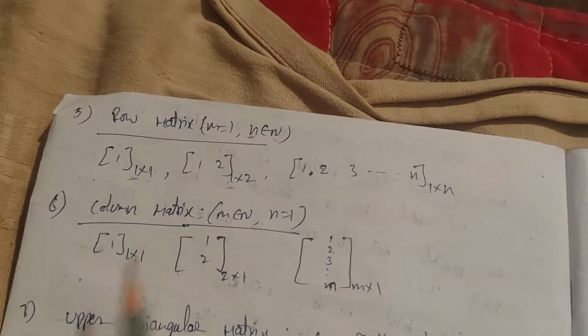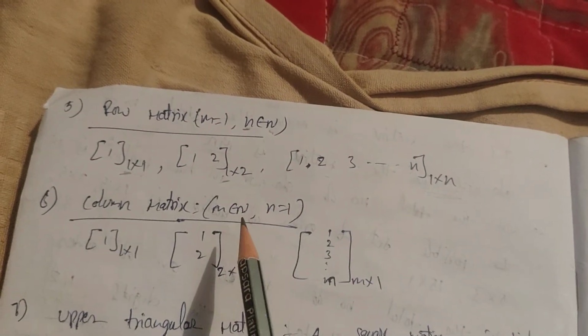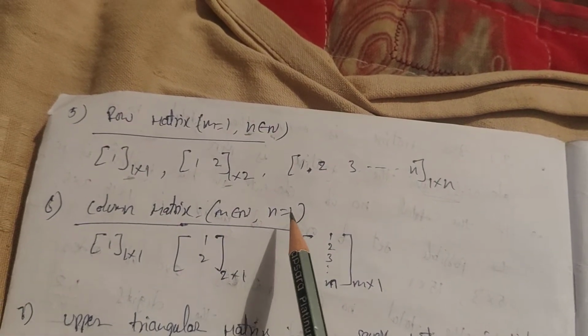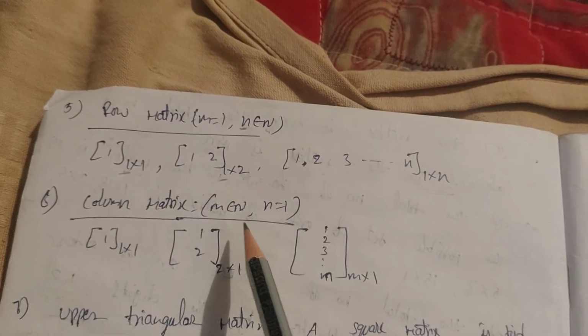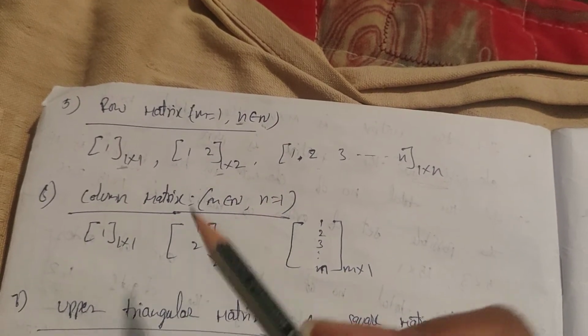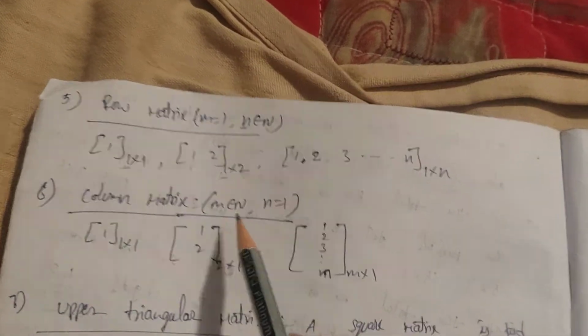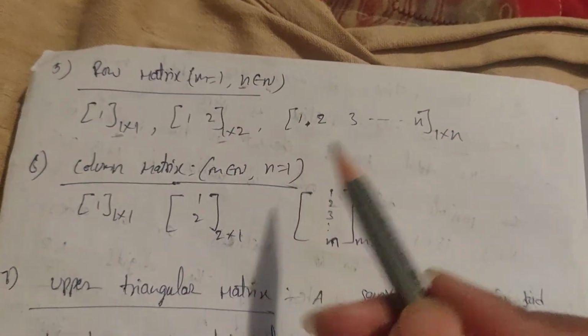Next, the column matrix, which is the reverse of the row matrix. In the column matrix, the number of columns is equal to 1 and the number of rows can be any integer. That means the number of rows will be 1 or more than 1, no problem. That belongs to integers only, natural numbers, positive integers.